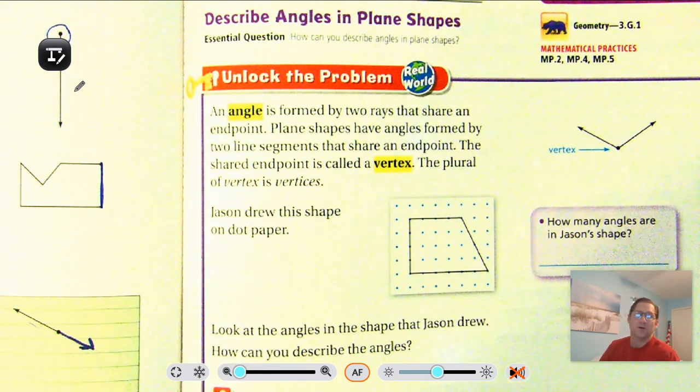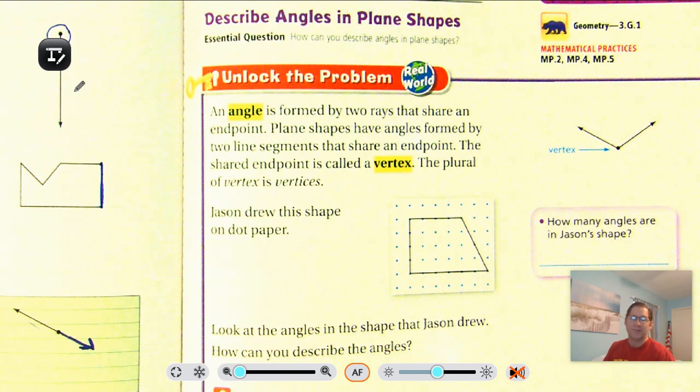Okay. So an angle, what is an angle? An angle is formed by two rays that share an endpoint. Plane shapes have angles formed by two line segments that share an endpoint. The shared endpoint is called a vertex, and the plural of vertex is vertices.